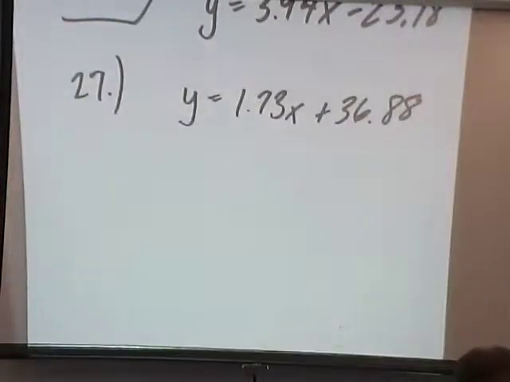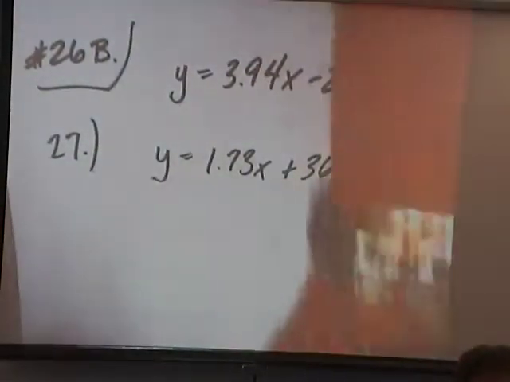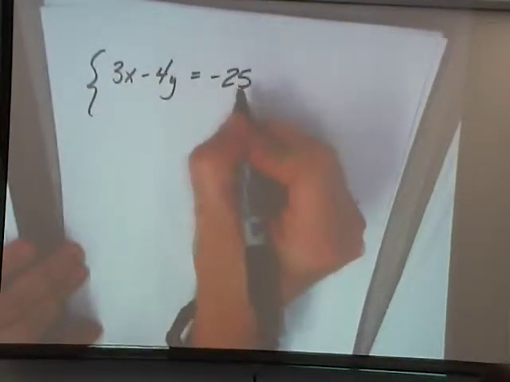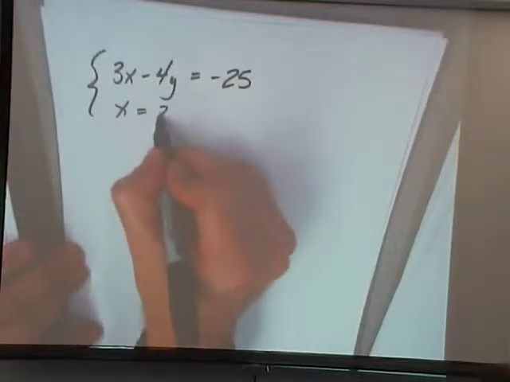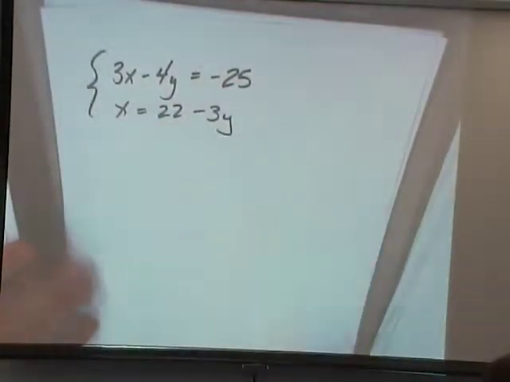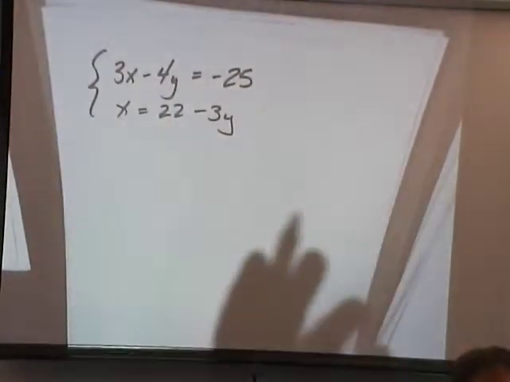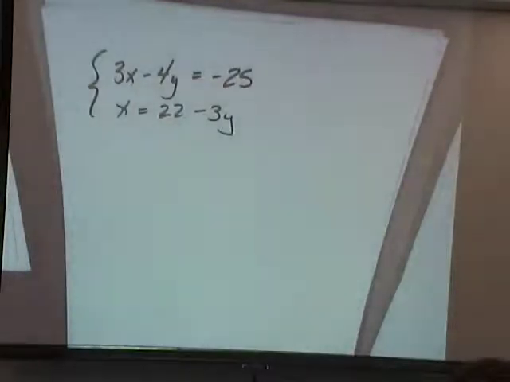Okay, 28. Determine the x-coordinate of the solution to the system. System of equations, 2 variables, you need 2 equations. They just want the x-coordinate of the solution. Where would we find the solution on a graph? If we were to graph these 2 equations, where would we find the solution?